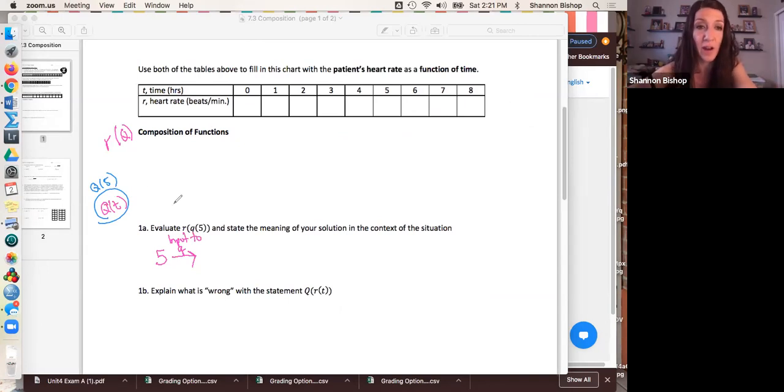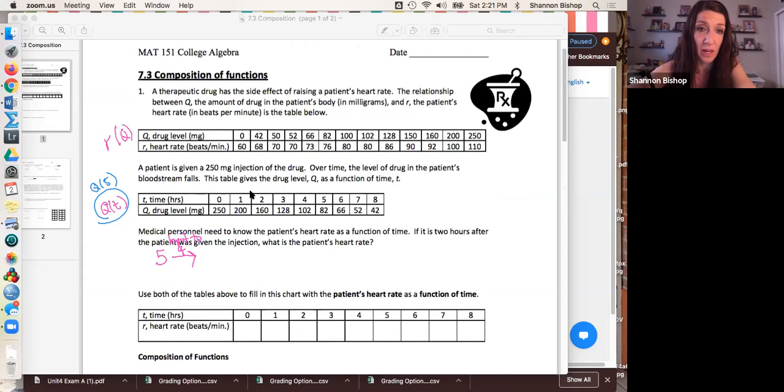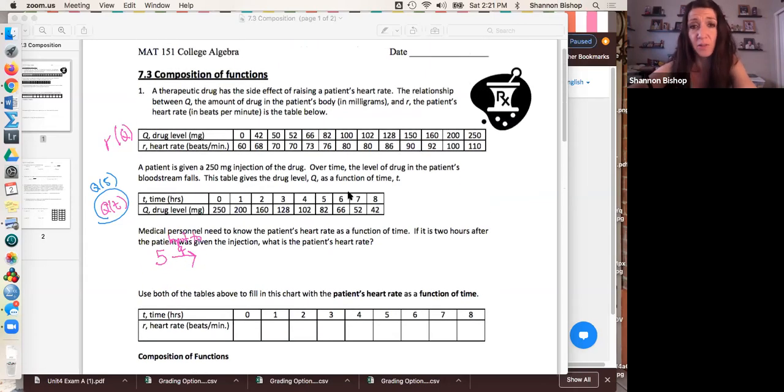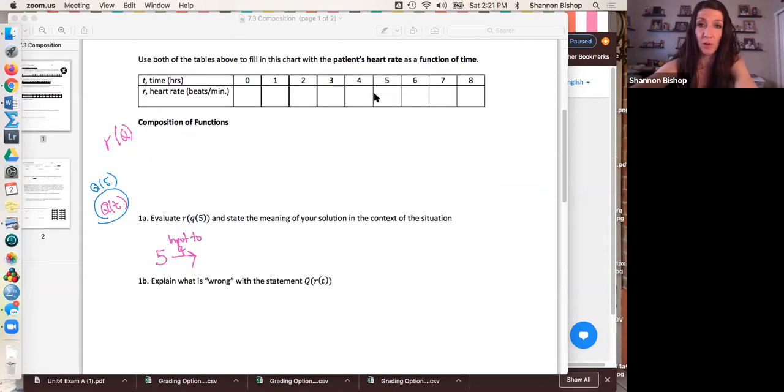So I know that I have to go to that table first. So if I get this realigned, there we go. I have to use this table as my first table because notationally speaking, that's where Q of 5 comes from. So what is Q of 5? Well, it's 82. So as far as where we'd be so far, Q of 5 is 82. But that's not where the notation stops.